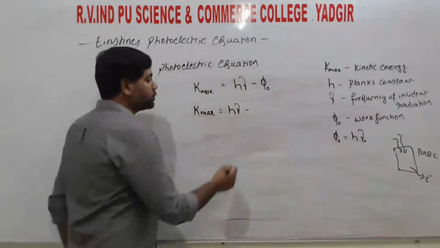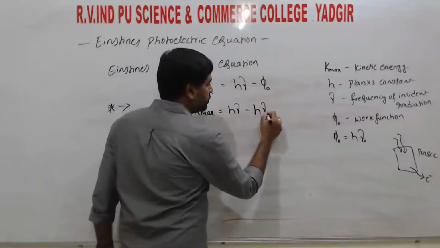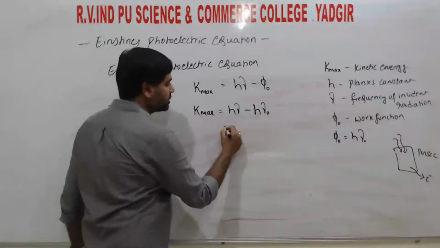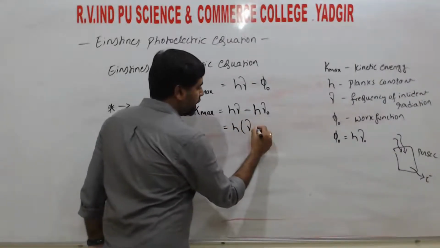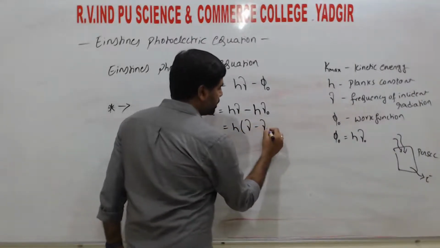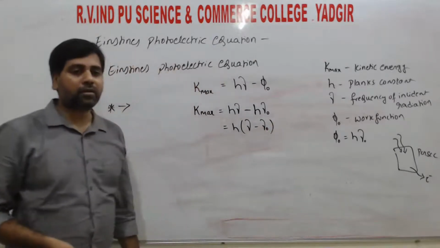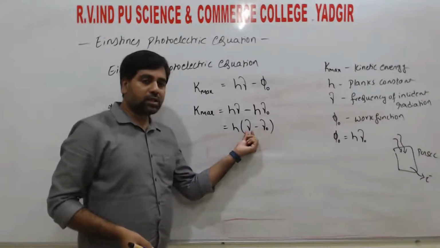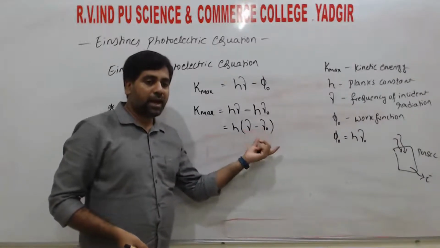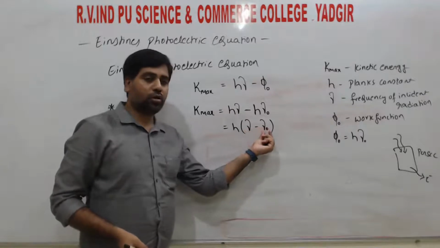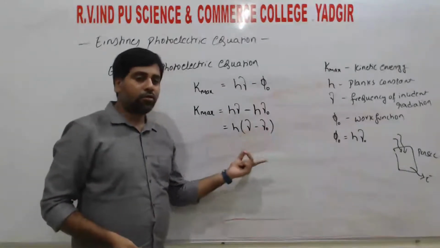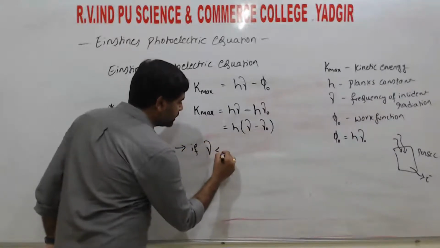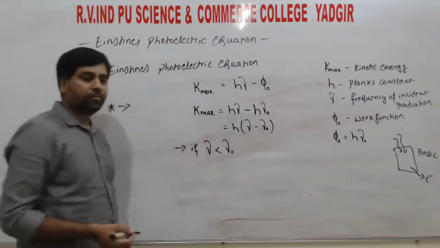Now if we substitute here h nu naught, in these two we have the common h. So if we take h common, we have the relation h times (nu minus nu naught), right? Nu naught is the threshold frequency and nu is the frequency of the incident light. Either it may be greater than nu naught or it may be less than nu naught. So what happens if nu is less than nu naught?